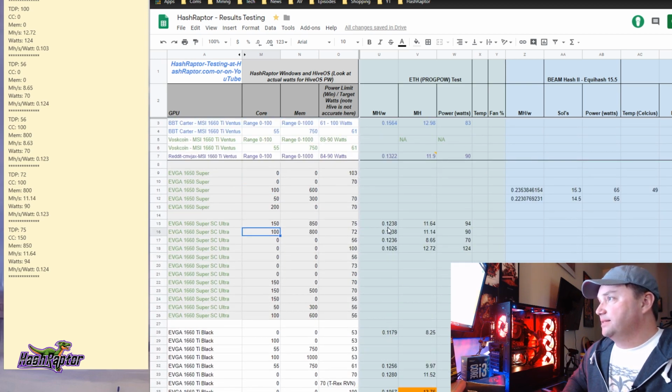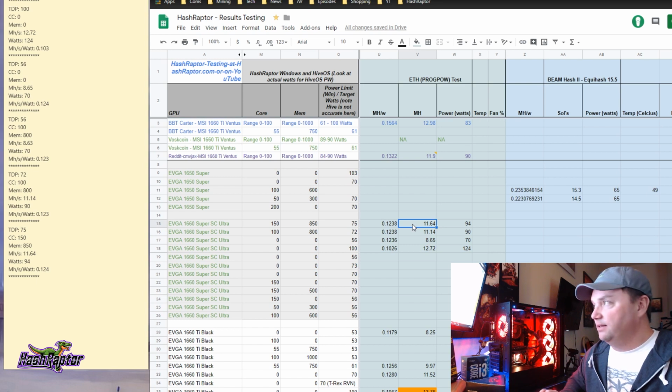Yeah, guys, if you look at this Super, we're hashing right here at 11.64 megahash compared to the Ti at 11.9 at 90 watts. So does the Ti edge it out? It would appear that it does from all the data that we've collected. But what you've got to take into account is the price point, because you can pick up that 1660 Super usually around $50 US cheaper than the Ti. And if you end up buying 8 or 10 of them and building a rig with them, that's a pretty good price point. Now, again, if I was building today, what would I build with?